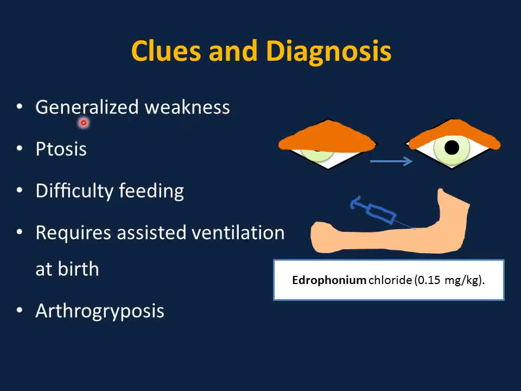If you have a newborn infant presenting with generalized weakness, ptosis, difficulty with feeding, requiring assisted ventilation at birth, and history of arthrogryposis, if you give edrophonium to this infant, the ptosis will be corrected. What is the most likely diagnosis? The most likely diagnosis is myasthenic syndrome. This disease is autosomal recessive, very rare, but can also be transient because of transmission of maternal antibodies to the fetus. The diagnosis will be established by giving edrophonium intravenously or subcutaneously, and the only function that you can test reliably is the oculomotor paresis and ptosis.